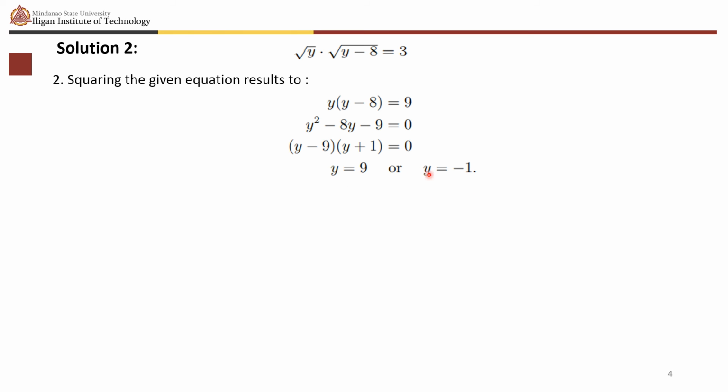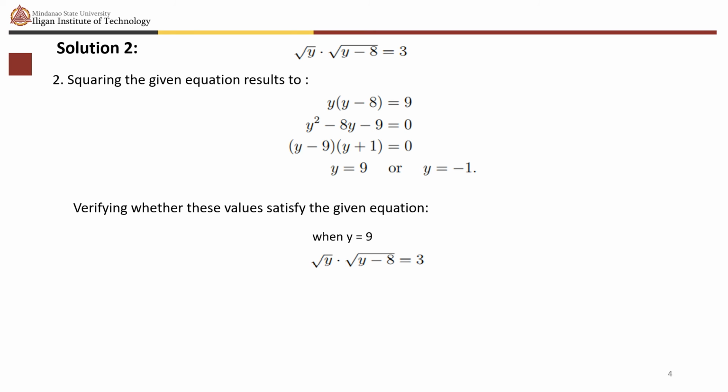But again, we have to verify whether these values will satisfy the original equation. So we have the following, verifying whether these values satisfy the given equation. When y equals 9, let's see, square root of y times square root of y minus 8. Is it indeed equal to 3? I have replaced square root of y by square root of 9, and square root of y minus 8 by square root of 9 minus 8, equals 3.